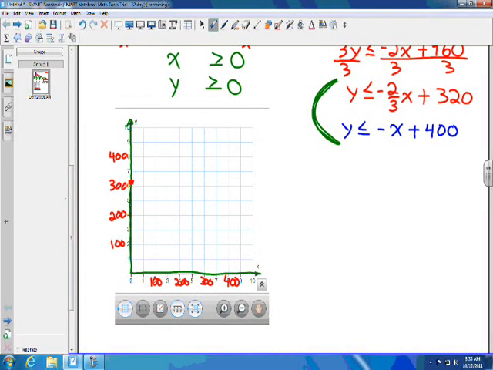So 0, 320 is a point for this first line that we're graphing. What's another point? It may be tough to get them out of here because you're going to have to do an awful lot of scrolling. 240, 160. And that's going to be a tough one to graph. That's probably the intersection.